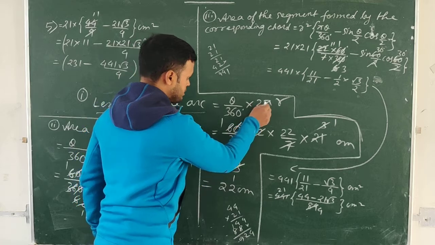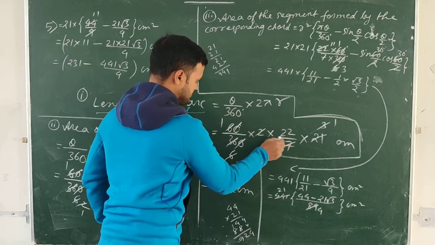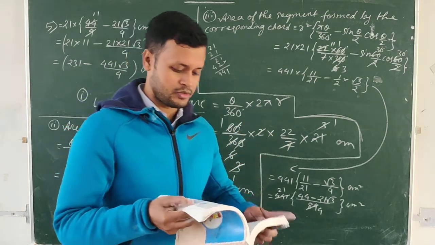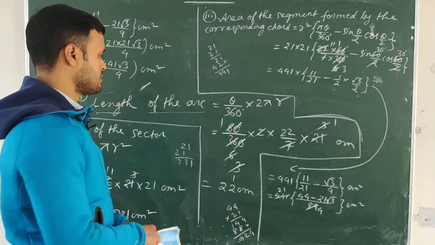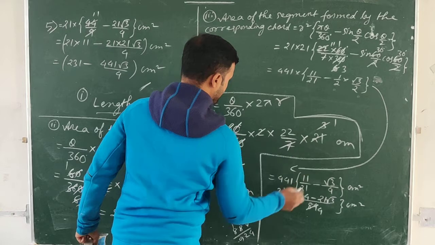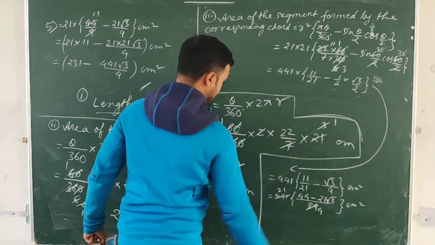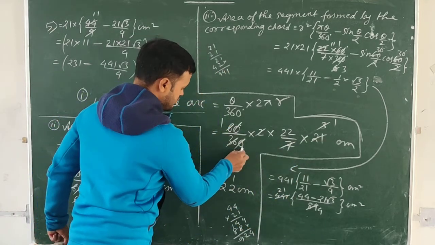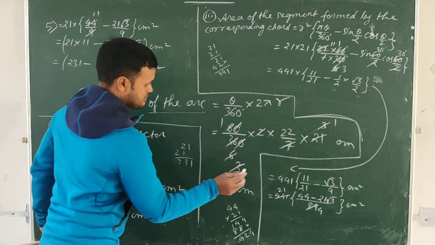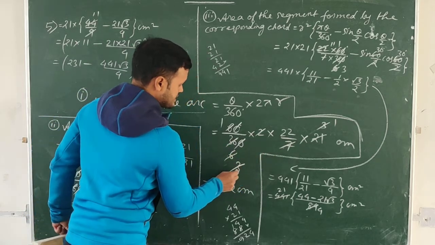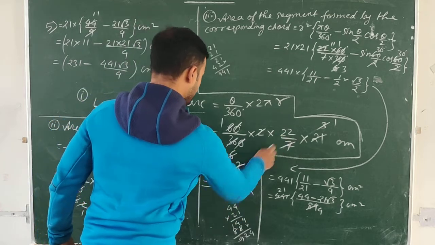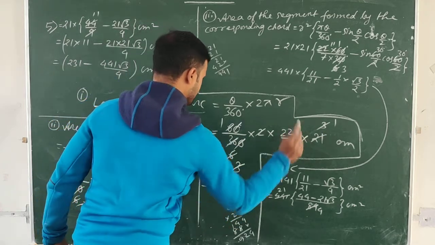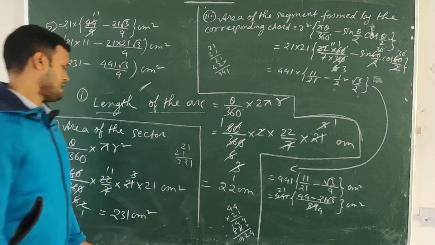And into 2 into pi, whose value is 22 by 7. Sometimes it will be given to you that pi is equal to 3.14. If it is mentioned, then you take 3.14, otherwise 22 by 7. And radius is 21. With this 7 you cancel 21 3 times. With this 0 and 0 you cancel. With this 6 you cancel 36 6 times. With this 2 you cancel 6 3 times, and this 3 and 3 you cancel. So what will remain is your 22 centimeter. So 22 centimeter is the length of the arc.